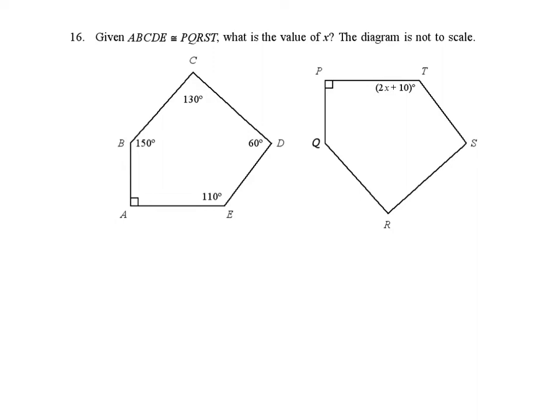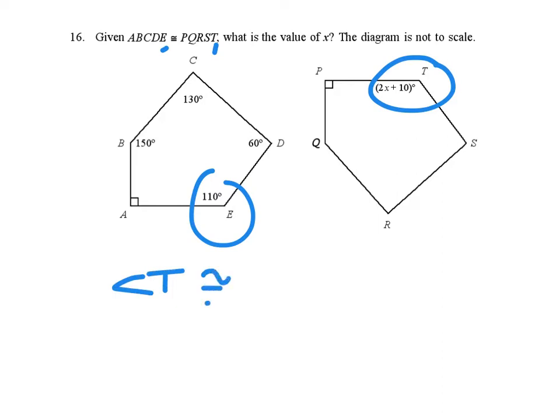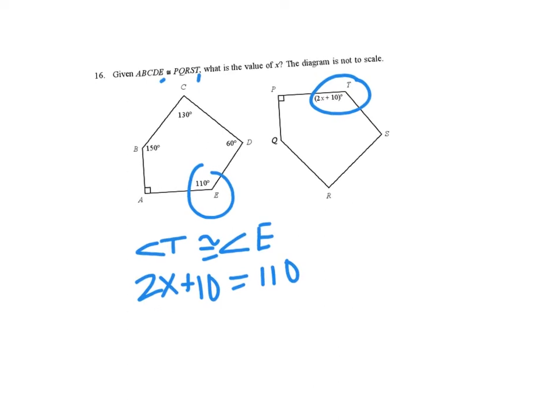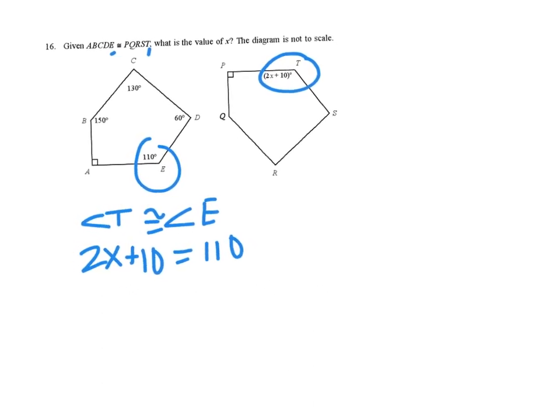I see that here we have 2x plus 10 at T, which is our last letter. And our last letter in the first one is E. So I know angle T is going to be congruent to angle E. So my equation is going to be 2x plus 10 equals 110. I'm going to go ahead and zoom out a little bit so I can actually write my equation.